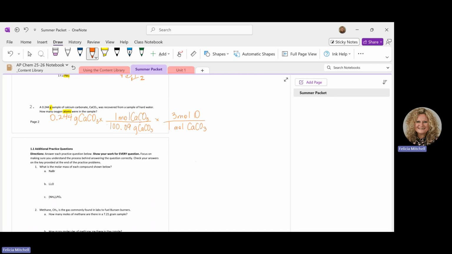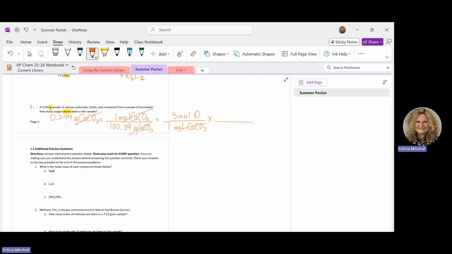I'm using those little subscripts as moles, the number of moles. If you did not know that, or if you're mind blown by that, highlight, circle, star, underline. And then now I've got rid of grams. And now I'm going to get rid of moles of compound. Now I'm left with moles of oxygen.